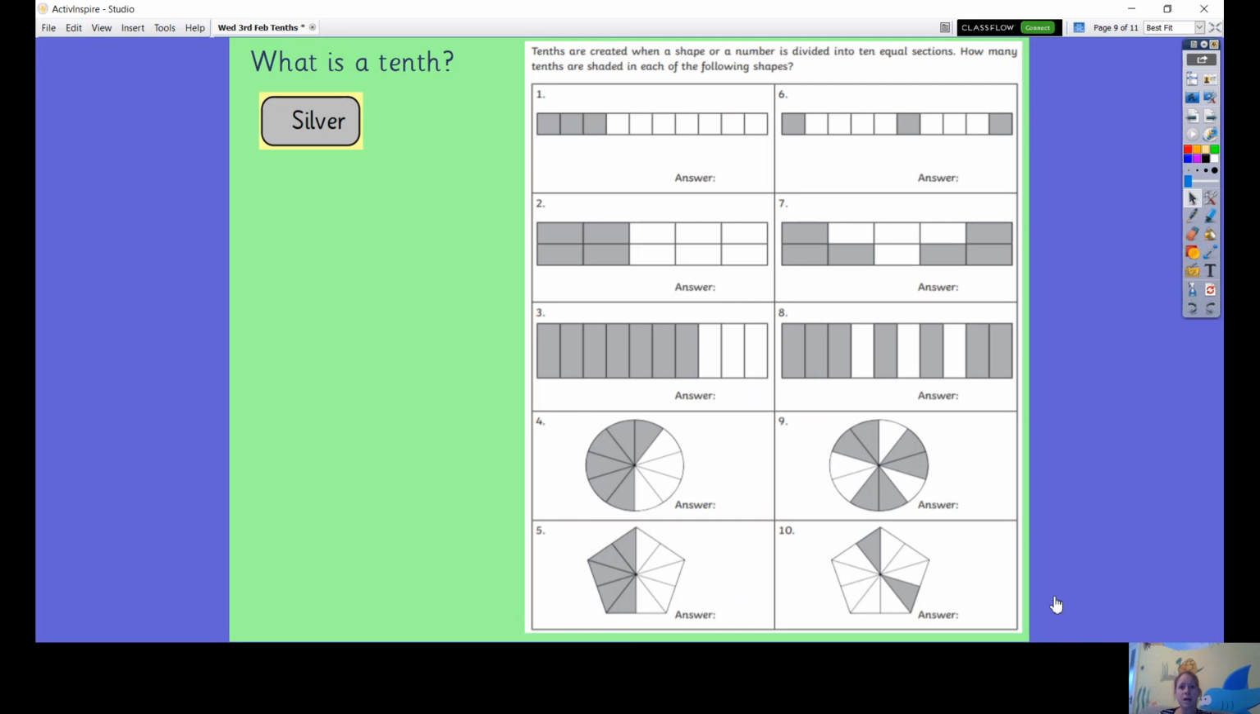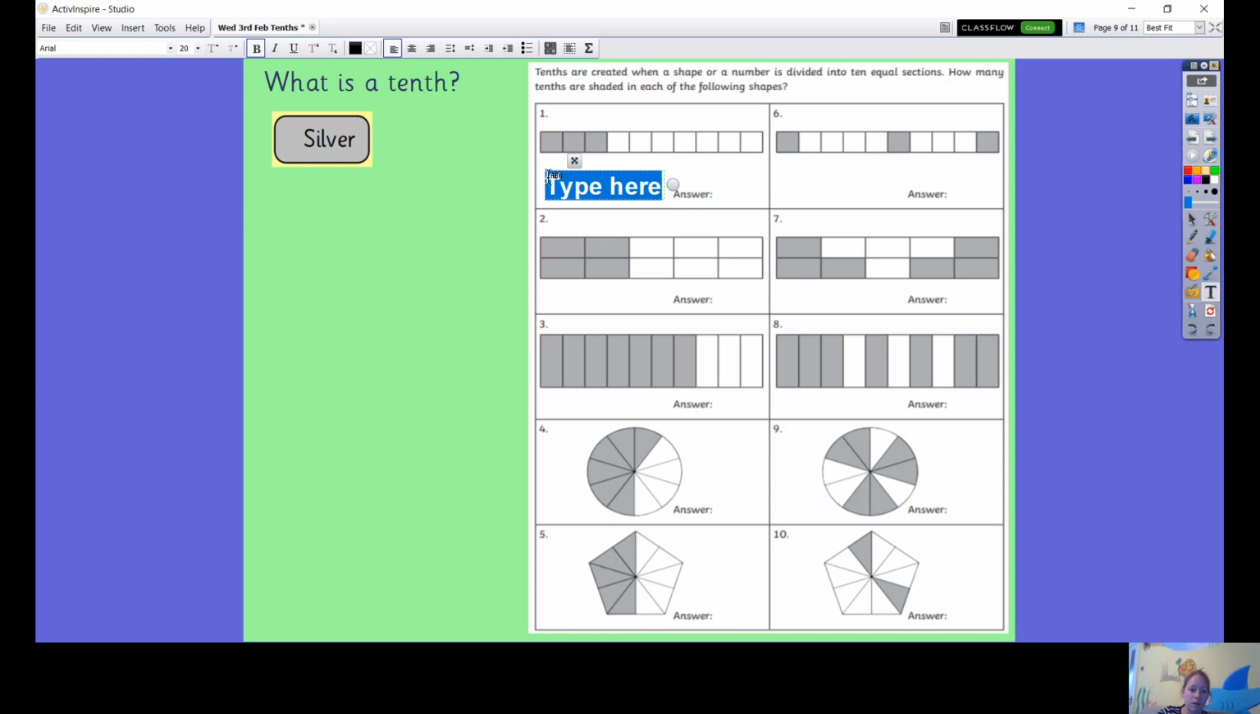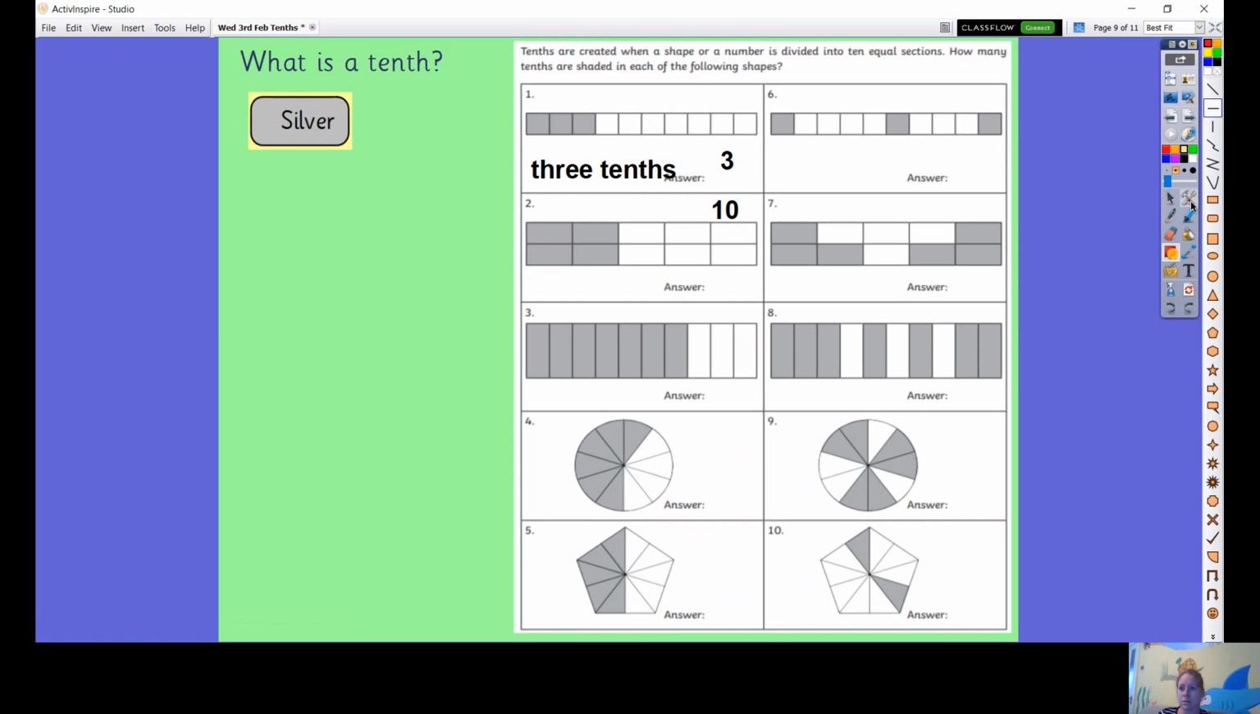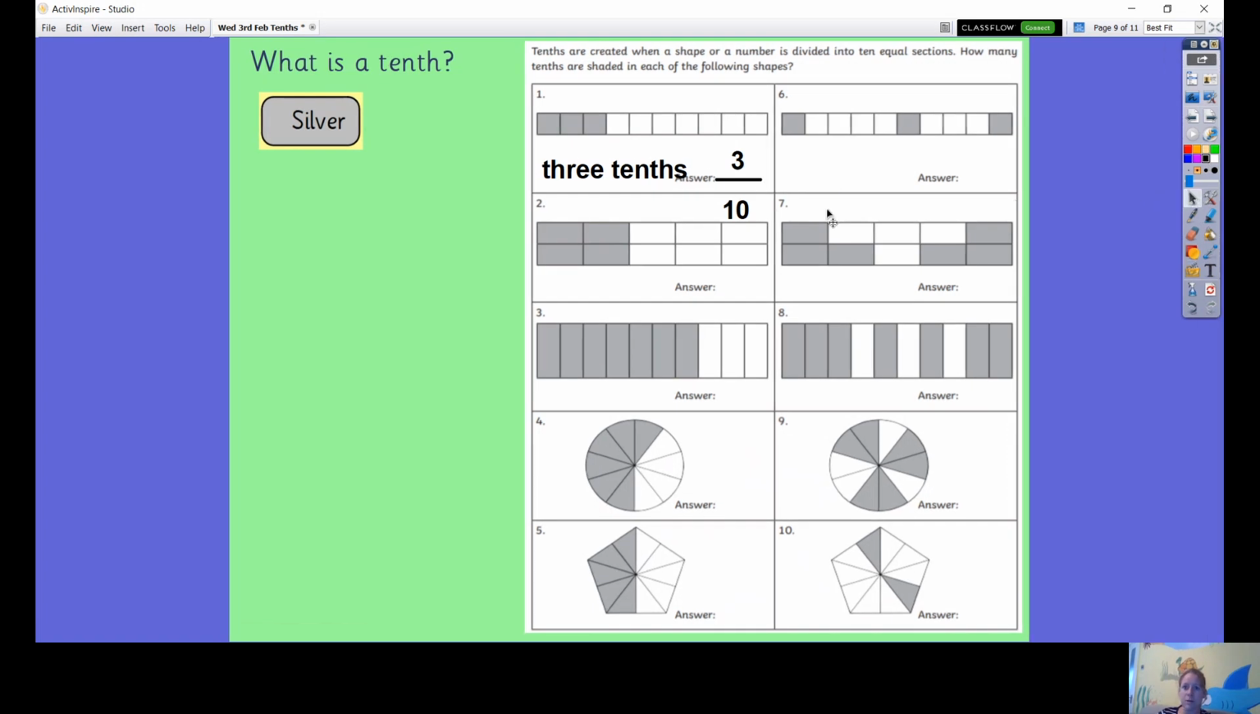Let's move on. So silver task today. Tenths are created when a shape or number is divided into 10 equal sections. How many tenths are shaded in each of the following shapes? So I'd like you to try and write the answer in words and as a fraction. So the first one, for example, we would write the words 3/10, and then we would write 3/10 like that as well. Okay, so try and put them both ways.